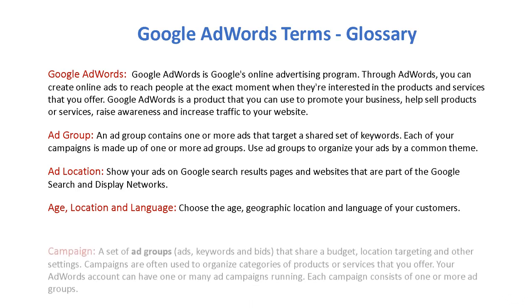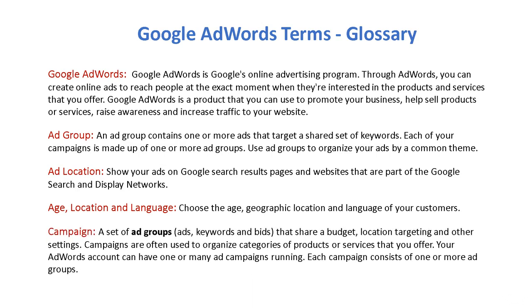Campaign. Well, this is a set of ad groups, such as ads, keywords, and bids, that share a budget, location targeting, and other settings. Campaigns are often used to organize categories of products and services that you offer. Your AdWords account can have one or many ad campaigns running at any one time. Each campaign consists of one or more ad groups. Settings that you can edit at the campaign level include budget, language, location, distribution for the Google network, and more. You can create separate ad campaigns to run ads in different locations or using different budgets.